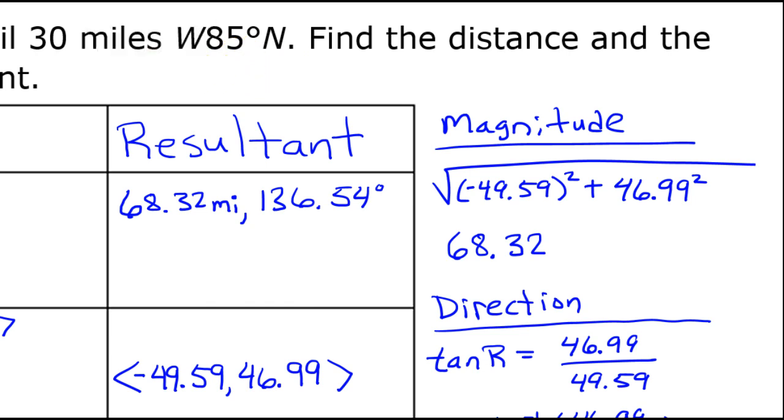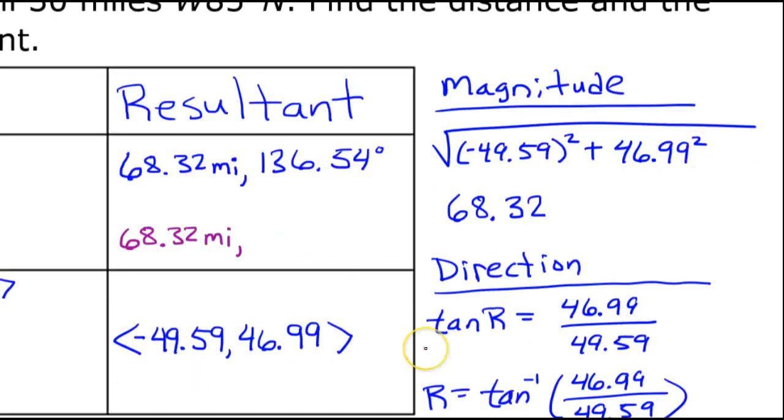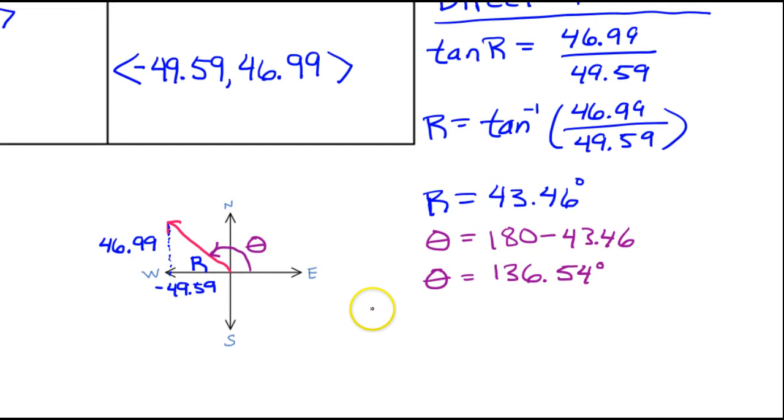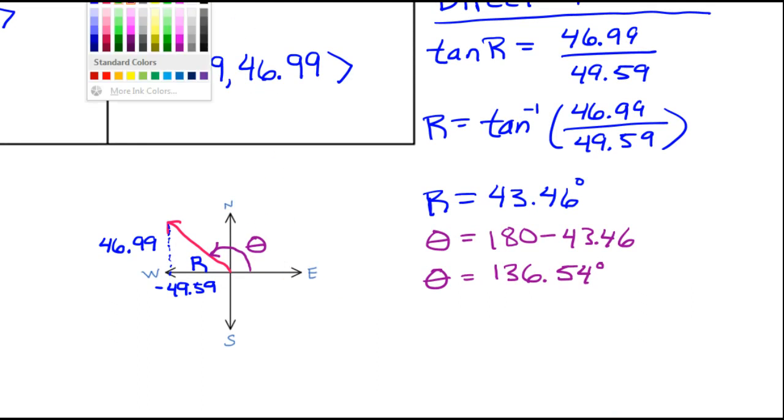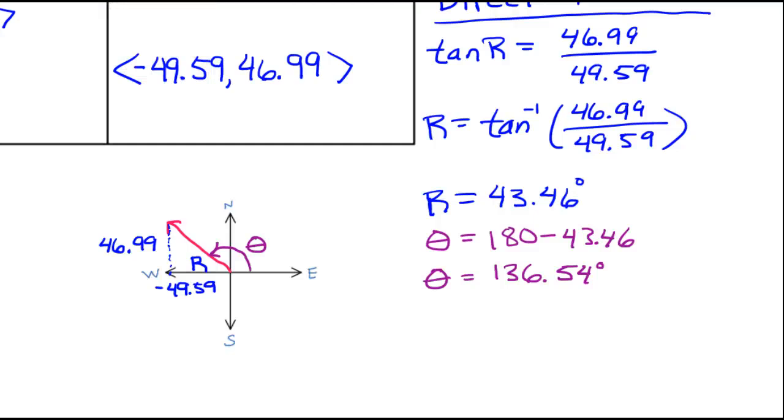So that's not going to change the magnitude, obviously, so I'm just going to recopy the magnitude. So I've got 68.32 miles. But now I'm going to pair that with a new version of the direction. So let's look back at that direction diagram again. Okay, so we want a direction that's something like west and then some kind of degrees and then north, something like that.